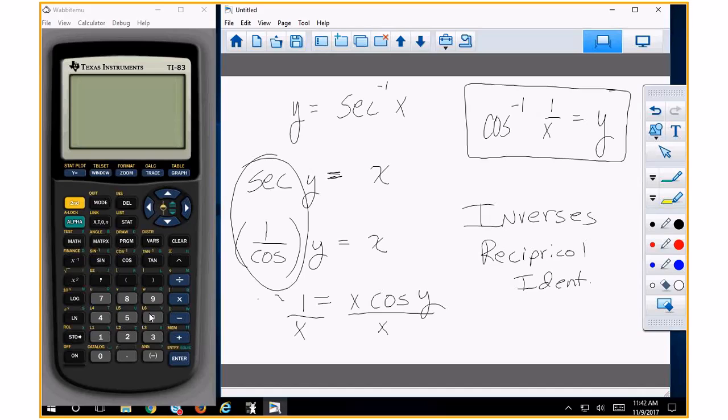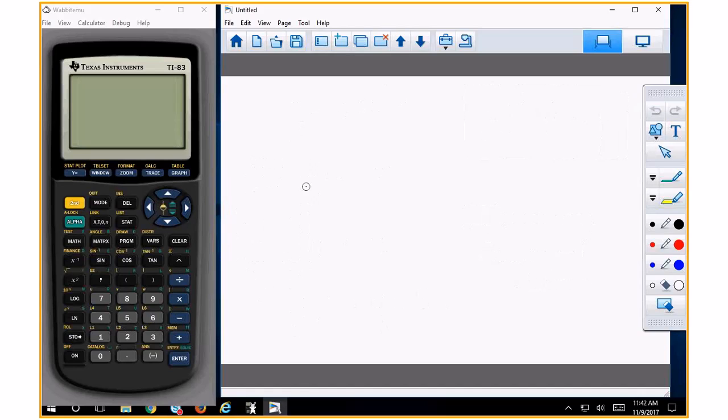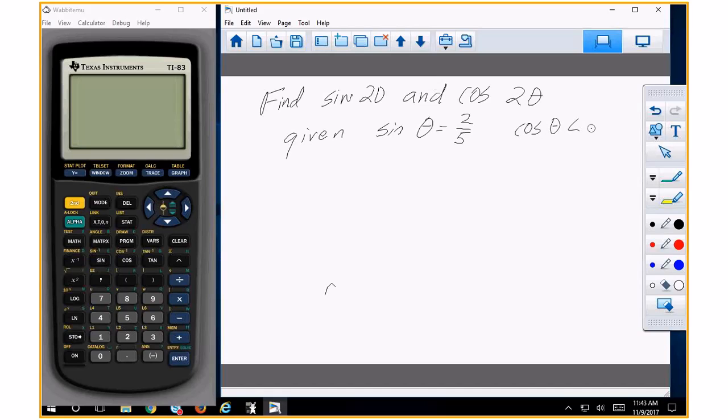Now, let's go over some more problems for 9.3, since I know y'all did the homework. Find sine of 2 theta and cosine of 2 theta, given the sine of theta is equal to 2/5 and the cosine of theta is negative. All right, get to work. I'll give y'all 2 or 3 minutes to at least start the problem. If you can't do it, just consider yourself a failure.